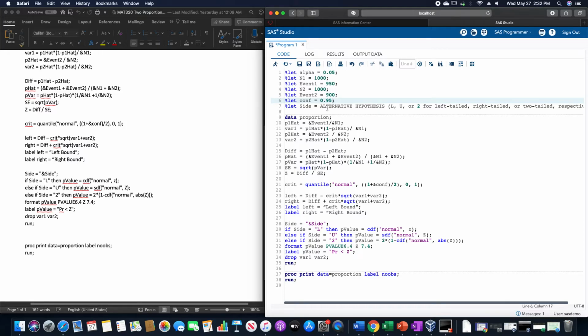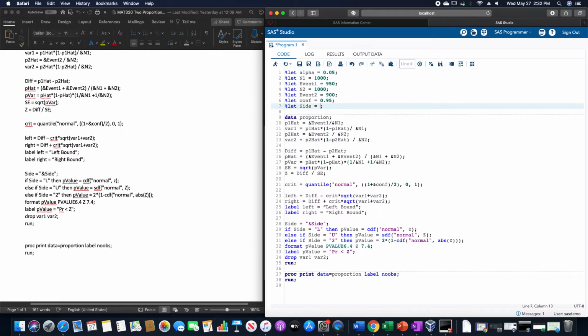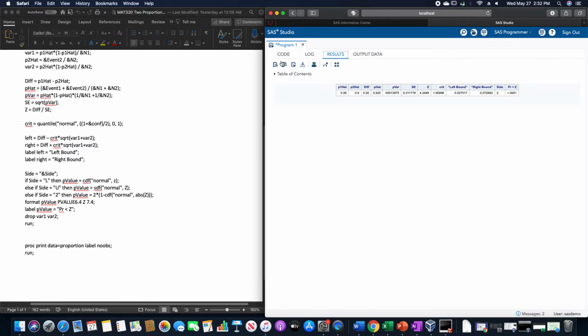And let us do for the side here, let me first erase all this. The side for this, let me use a not equal to, so a 2. Since naturally these are not equal, right? We have a 950 and 900. Event 1 should be bigger than event 2. And then we're going to run this.